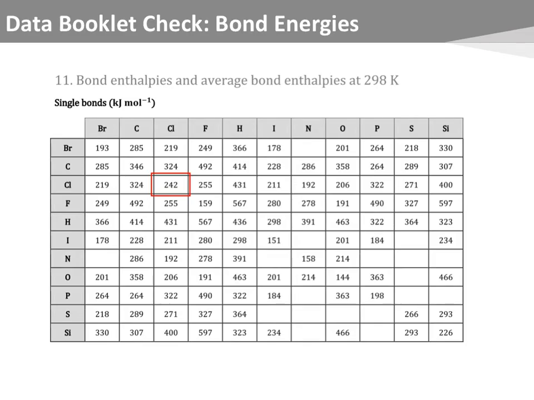Just a reminder that the bond enthalpies are found in the data booklet in table 11. We can find the value for chlorine as 242. We had to divide that by 2 because we were only using half of a mole of chlorine gas.